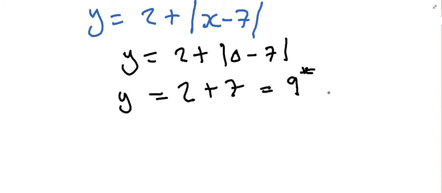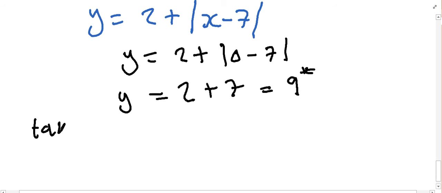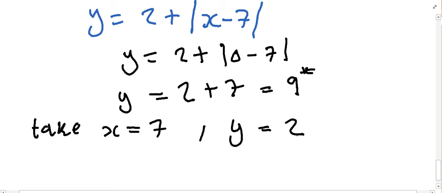Let's say x is equal to 7. What is y? When you take x is equal to 7, what is y? I want to make sure that that guy is not there. So when x is equal to 7, you're going to find that y will be equal to 2.